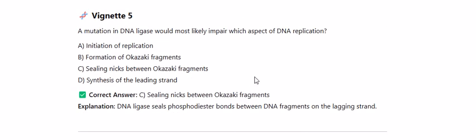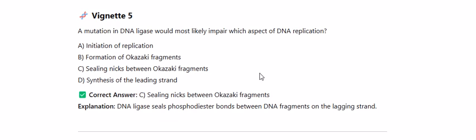Vignette 5. A mutation in DNA ligase would most likely impair which aspect of DNA replication? A. Initiation of replication. B. Formation of Okazaki fragments. C. Sealing nicks between Okazaki fragments. D. Synthesis of the leading strand. C. Sealing nicks between Okazaki fragments. Explanation. DNA ligase seals phosphodiester bonds between DNA fragments on the lagging strand.